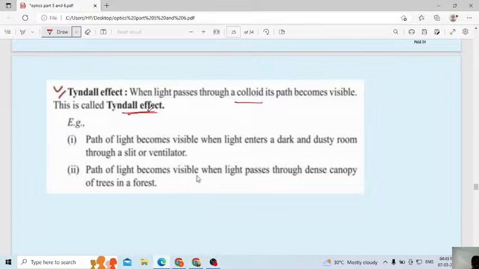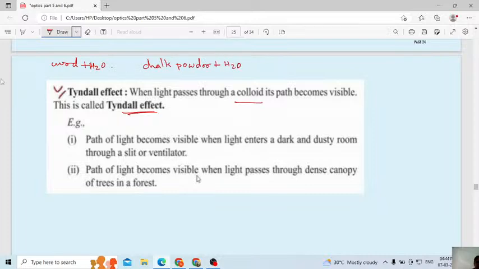Colloidal solution, true solution. What is meant by colloidal solution? Give any one example here. Curd mixed with water, that is also a colloidal solution. Example of colloidal solution, correct? Then chalk powder plus water. Yes.